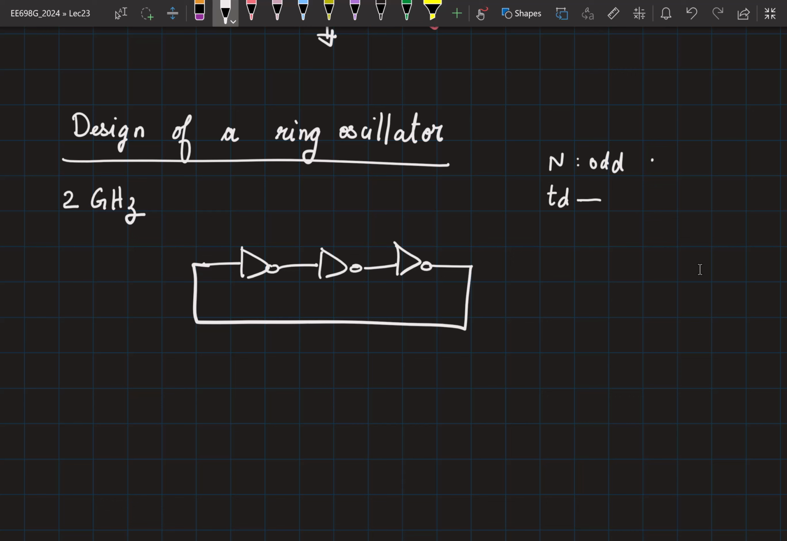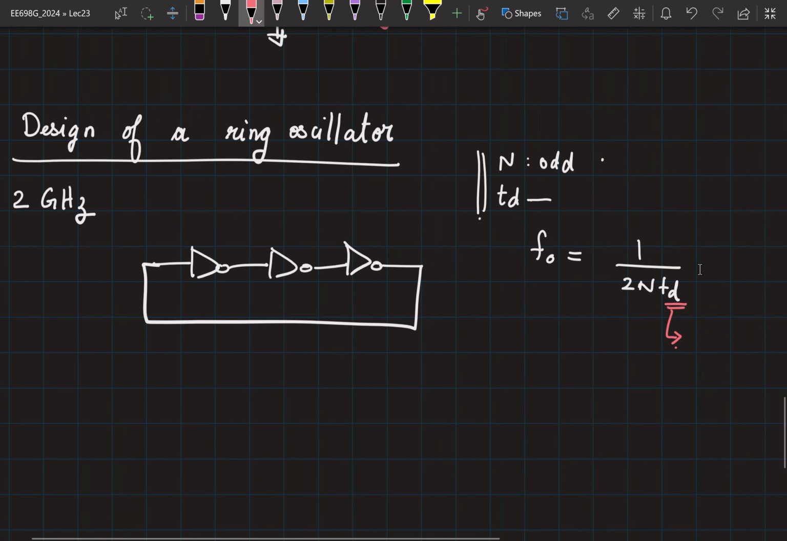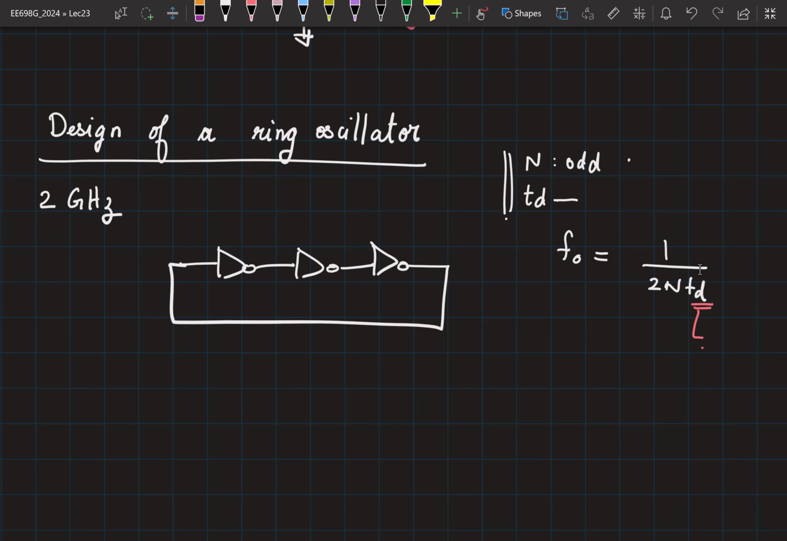So why do you say these are the two parameters? Because the frequency of oscillation is given by 1 by 2 n td. So of course n is one parameter, and what is td a function of? It's a function of current. What else? Current and capacitance. What else?